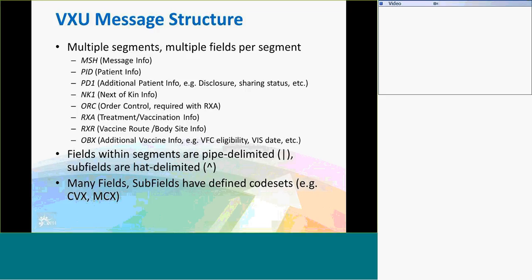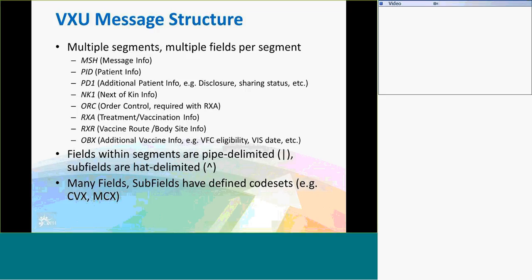And lastly, the observation segment, OBX, is used to give additional information related to an immunization, such as VSD eligibility, VIS date, etc. Remember, all the segments we just went over contain multiple fields. Fields within segments are pipe delimited, and subfields are hat delimited. Pipes and hats are also used to tell the interface how to parse out the data, and it also provides us an easy way to read the message, as we'll see on the next slide.